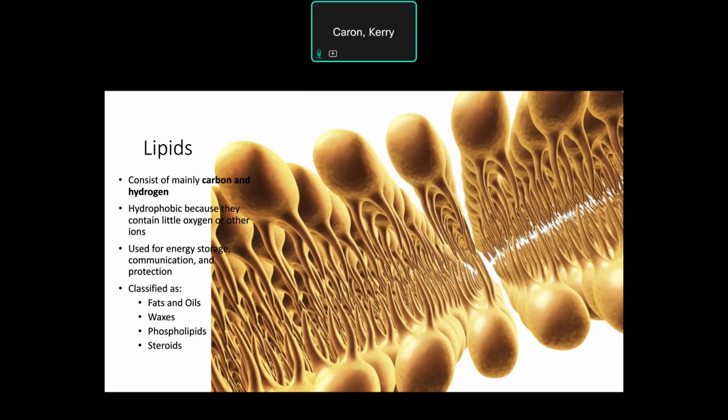Okay. So we have fats and oils. We have waxes. Think of a car, right? Hydrophobic. You have the water beads on top because it's hydrophobic. Phospholipids, there's the word in there, and steroids.